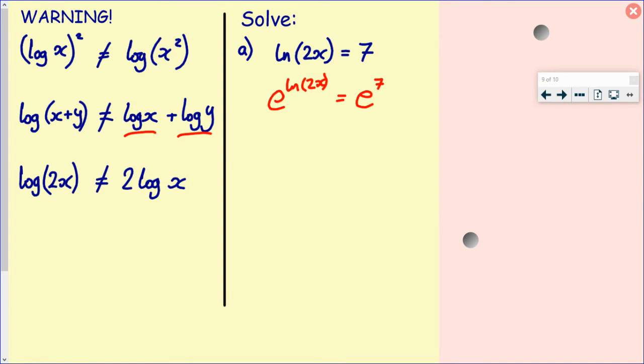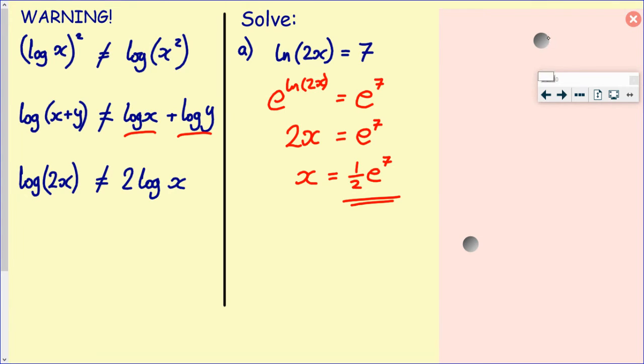Now, e to the power of ln: what power do I have to raise e to get 2x? Well, that means here we're raising e to that power, so we're just going to get 2x. Or you can think about it as these being inverse functions. Then here this doesn't change, and now we can divide by 2 to get x equals a half e to the 7. Now, that is the correct, fully accurate answer. You could type it into a calculator to get a decimal approximation.